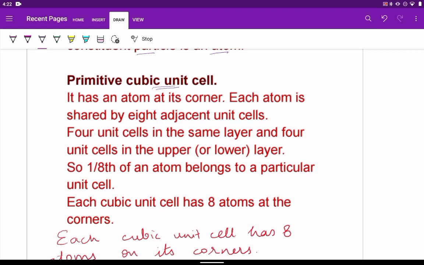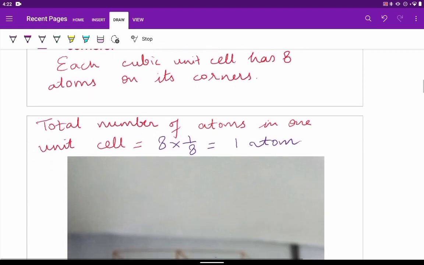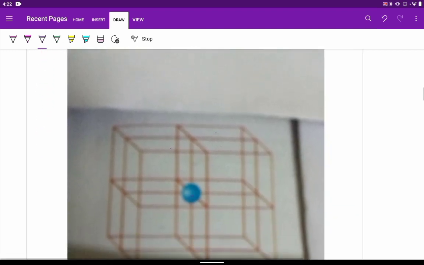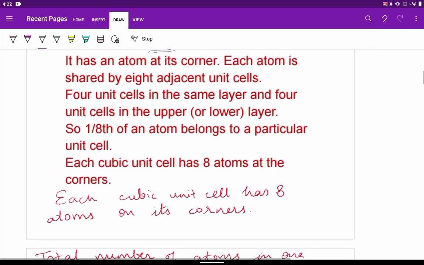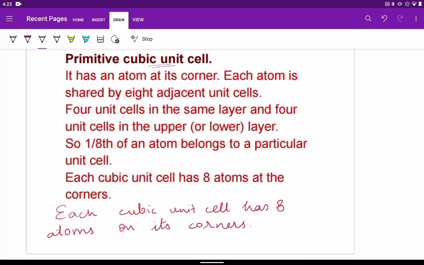In the same layer there will be 4 unit cells and there are 4 unit cells either in the upper layer or the lower layer. Once again we go back. You can see on the upper layer 1, 2, 3, 4, lower layer 1, 2, 3 and 4. So total there are 8 adjacent. Now see in this case, since 4 unit cells are in the same layer and other 4 unit cells will be in the upper layer or the lower layer, it is being shared by how many unit cells? There are 8, so 8 unit cells.